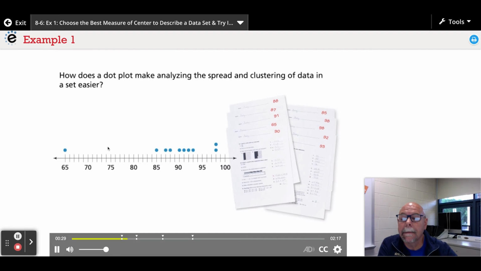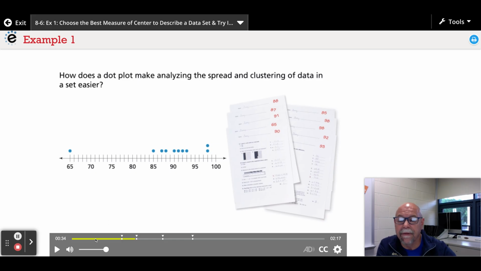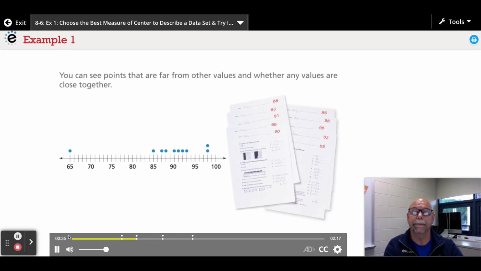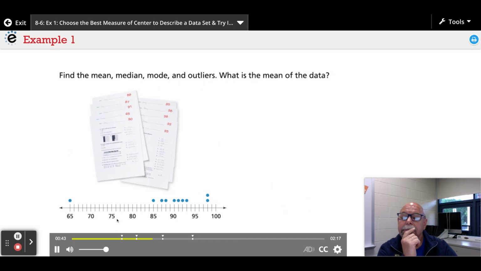How does a dot plot make analyzing the spread and clustering of data in a set easier? So you can see just by the visual representation what they're talking about there. You can see points that are far from other values and whether any values are close together. Find the mean, median, mode, and outliers. What is the mean of the data?